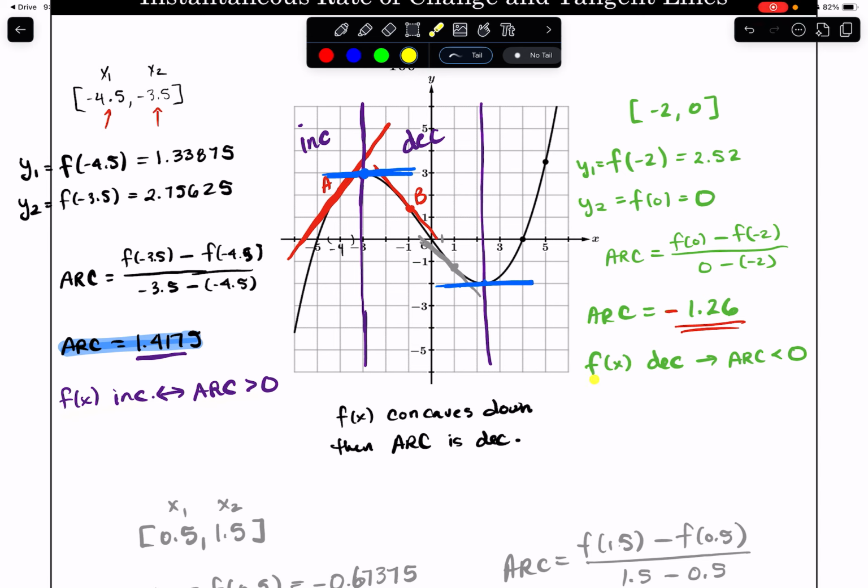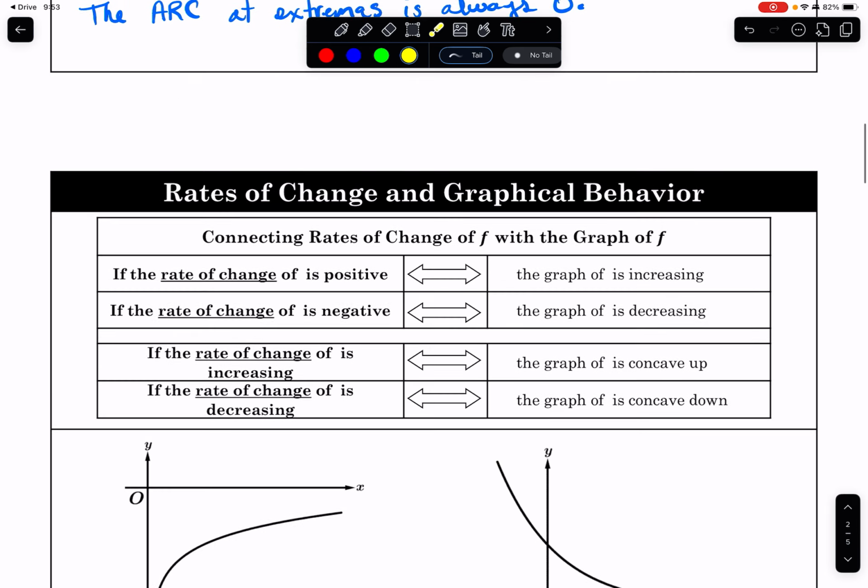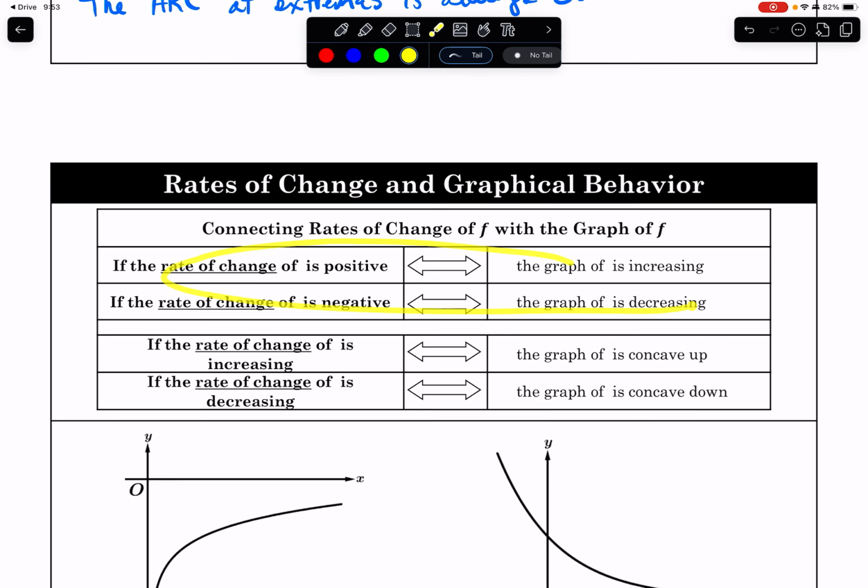And if the function is decreasing, then the ARC is going to be a number less than 0, and vice versa. If the ARC is less than 0, then the function is decreasing. That's exactly what this is referring to.